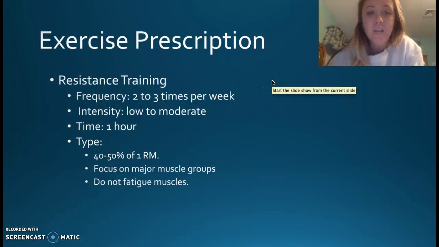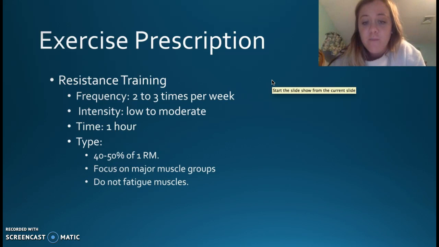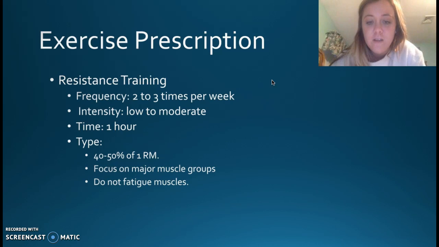Another great form of training would be resistance training. Again, following the FIT principle, it is important to have frequency of 2 to 3 times a week. Depending on how comfortable the client feels with this type of training, you can go more or less. The intensity is low to moderate. One hour would be ideal to complete this type of training.